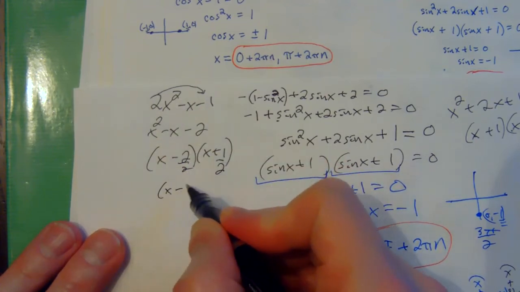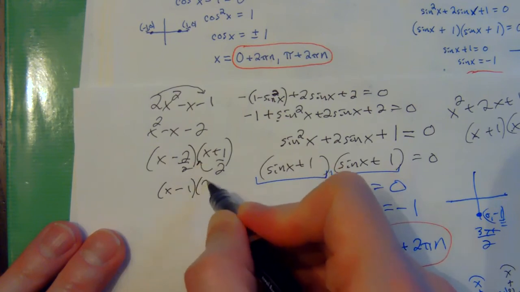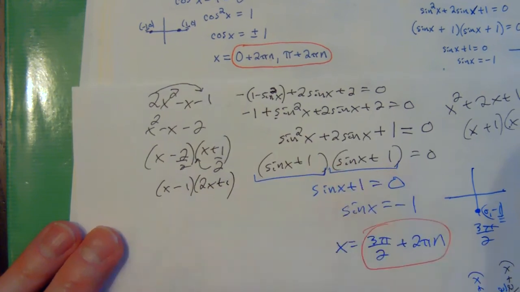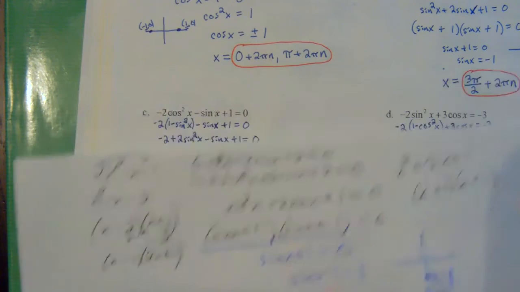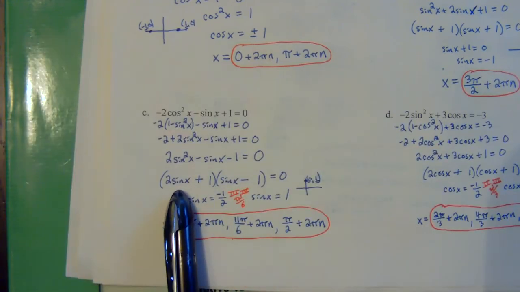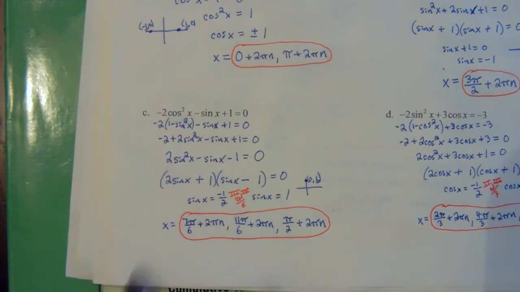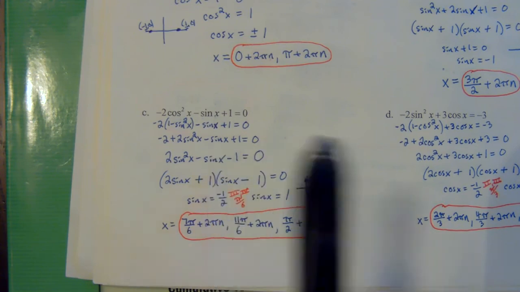So this will give me x minus 1. Then I could slide that up and I get the 2x plus 1. So notice I got a 2x plus 1, x minus 1. And then right here, I got a 2 times sine of x plus 1, sine of x minus 1. Just replace those x's with the sine of x's. And then we'll set each one equal to 0.